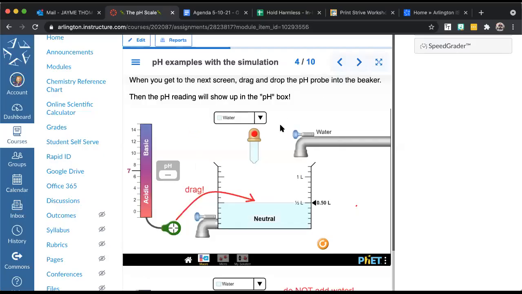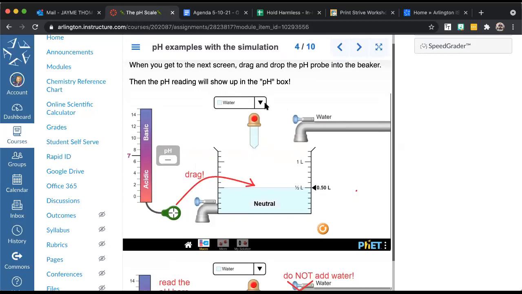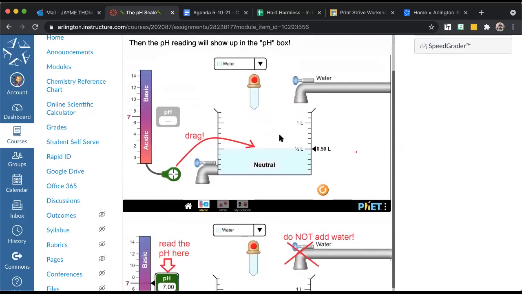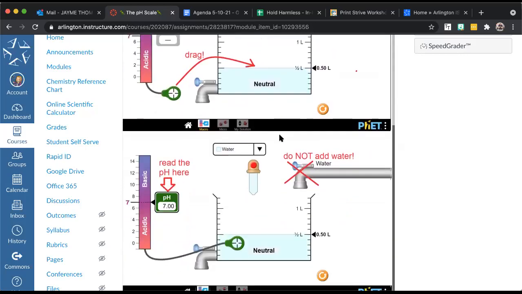Okay, so it's going to be set here. It's on water, and so water is neutral. And then with this drop-down box, you'll be able to change the solution or the substance, and that's what you'll be doing throughout this. A couple things to watch out for.